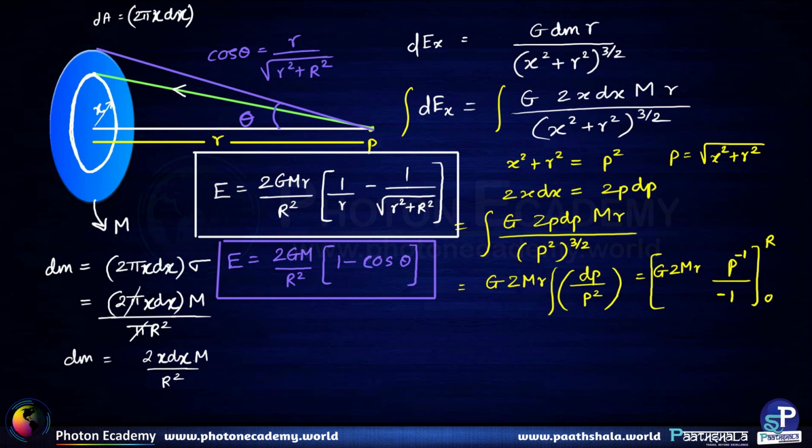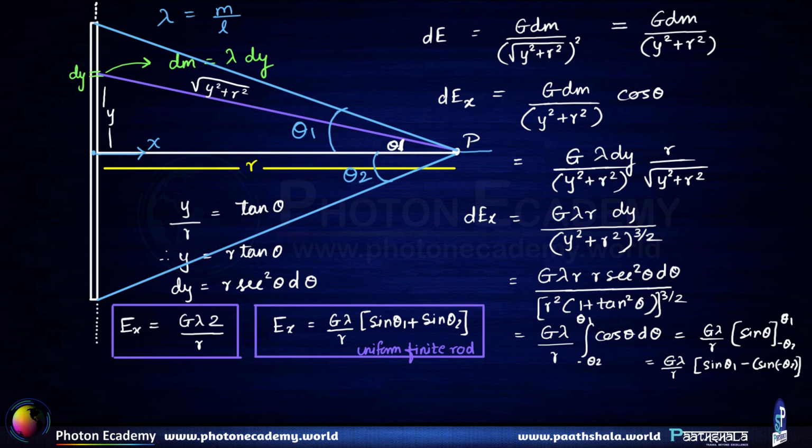For a disk, we got the expression E is equal to 2GM upon capital R square into bracket 1 upon r minus 1 upon root of r square plus R square, which could be simply written down as E is equal to 2GM upon capital R square 1 minus cos theta. Theta being the angle between the edge of the disk and the line joining the center of the disk to the point P.